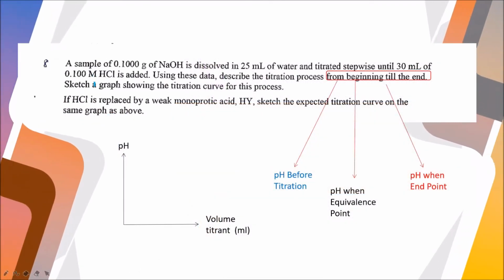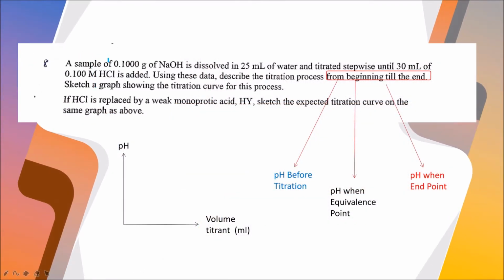First, we need to analyze the question. The question gives a sample of 0.1 g of NaOH, this is base, dissolved in 25 ml of water, so this is the volume of the base, and titrated stepwise until 30 ml of 0.1 M HCl. That means this is the acid volume, this is the molarity of the acid, and this is the acid used.